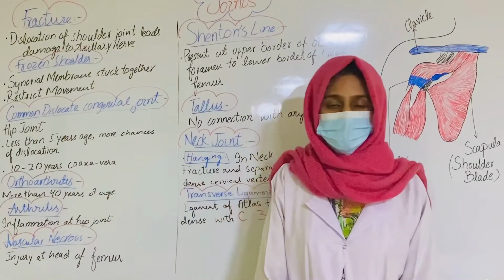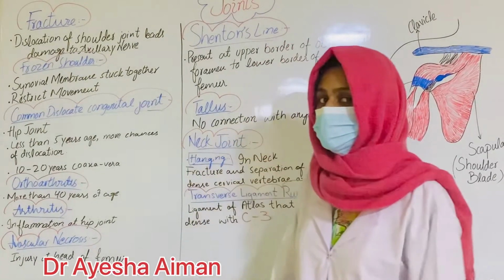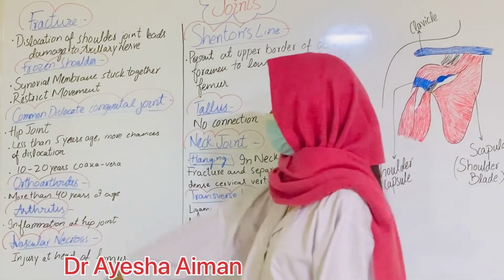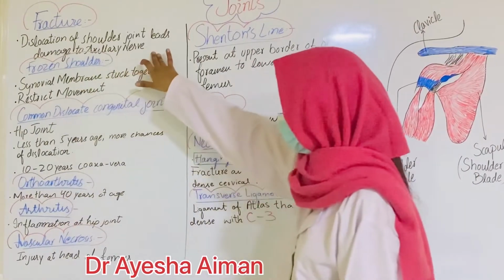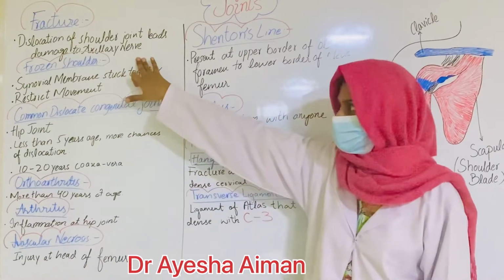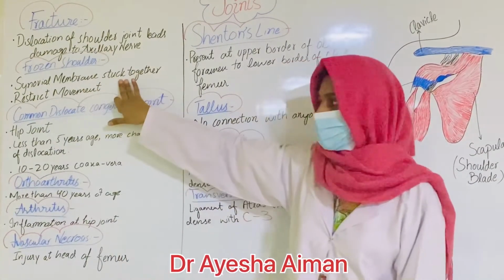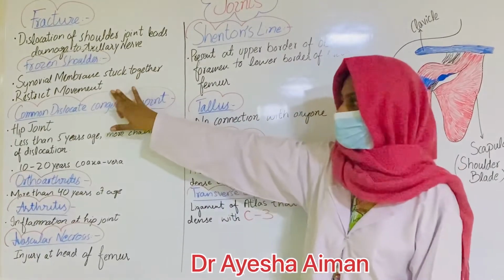My name is Aisha and now I will discuss the disorders of the shoulder joint. Now the first one is dislocation of shoulder joint, which leads to damage to the axillary nerve. The first disorder is frozen shoulder. The synovial membrane gets stuck together and that restricts movement.